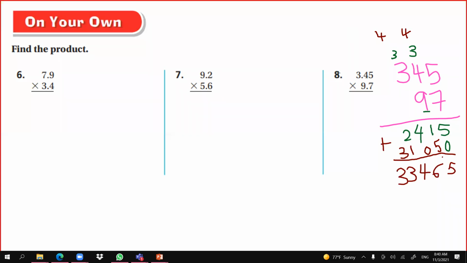Now, as you see, how many digits after the decimal point? Yeah, see. 1, 2 up and 1 digit down. Add them together, you have a 3. So 1, 2, 3, and the decimal point will be where? Between which two numbers? Bravo. So the answer is 33.465.